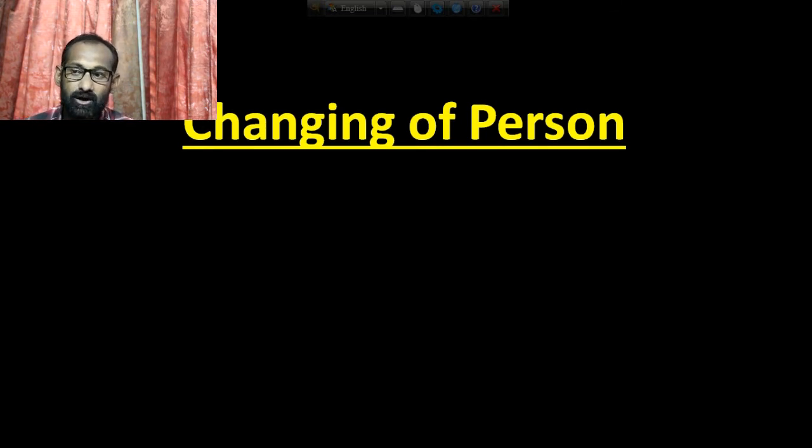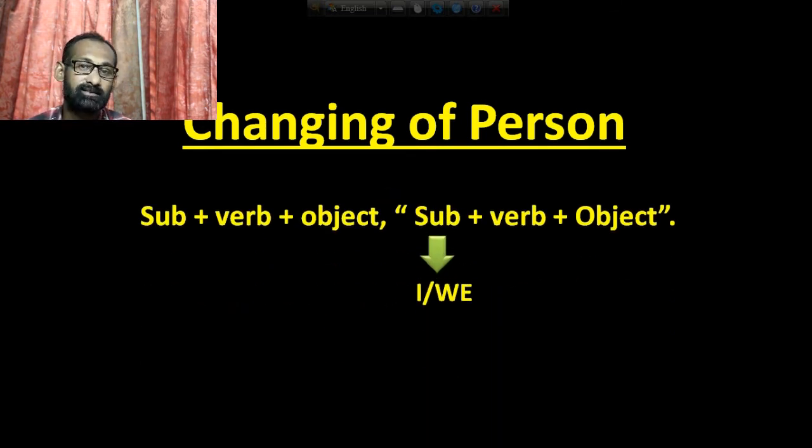Number one, changing of person. We know that there are three types of person: first person, second person and third person. I have written the structure of narration. Here is subject, verb, object, comma, and subject verb object inside the inverted comma. The first part before the comma is called reporting verb, and the second part inside the inverted comma is called reported speech.